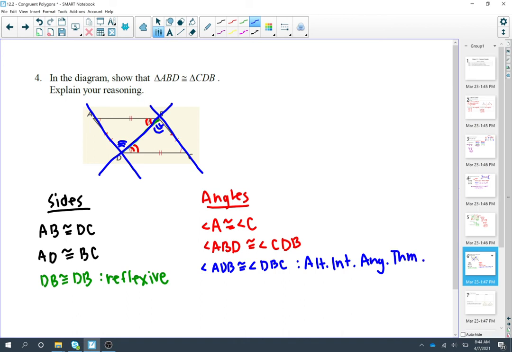And we've shown that all the sides are congruent, we've shown that all the angles are congruent, therefore triangle ABD is congruent to triangle CDB.